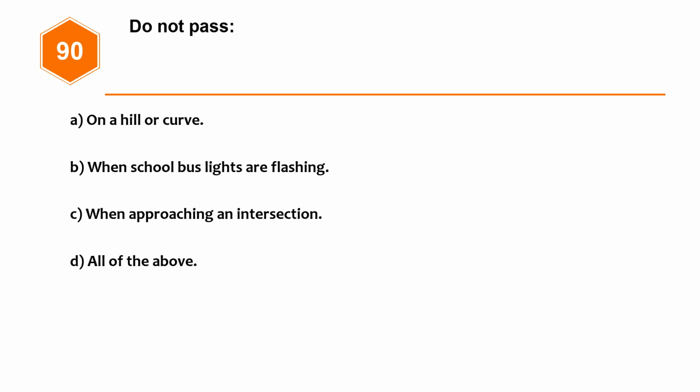Question 90. Do not pass: Option A, on a hill or curve. Option B, when school bus lights are flashing. Option C, when approaching an intersection. Option D, all of the above.